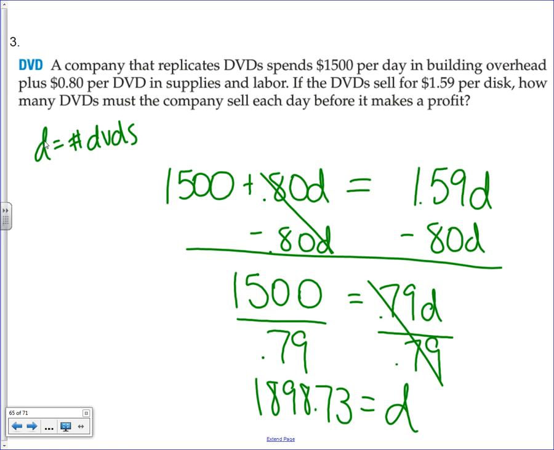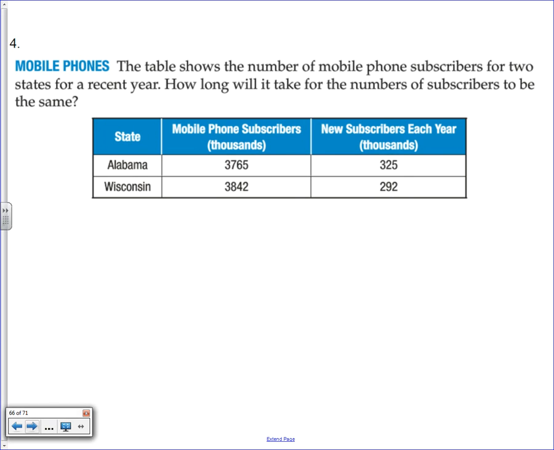So I have to make it 1899 if I want to make a profit. Is that all right, folks? Yeah? Okay. Anything over that, if I sell 2,000 of them, I'm making more money. If I only sell 1,000, I'm losing money. Okay? All right, go ahead and read that top problem on the back.